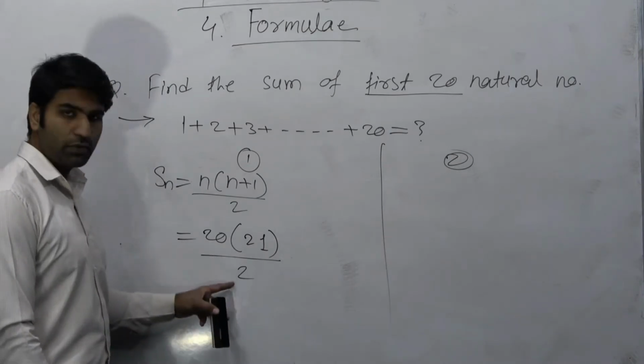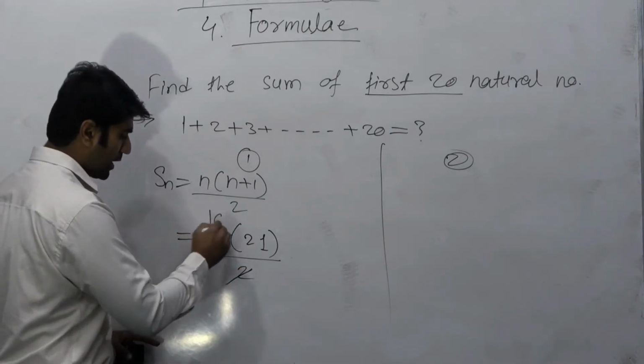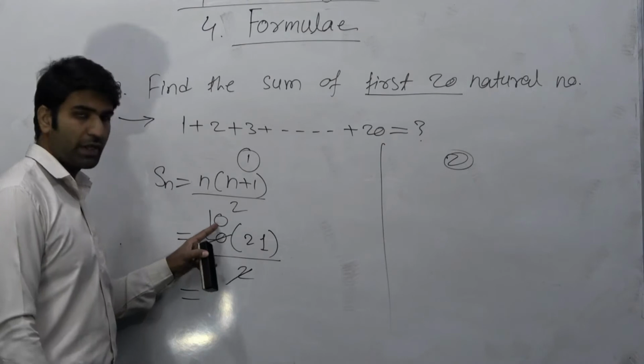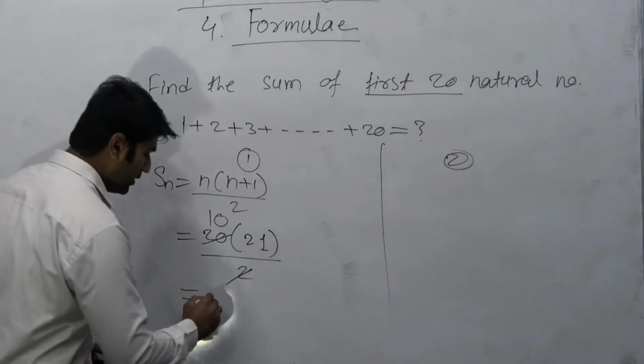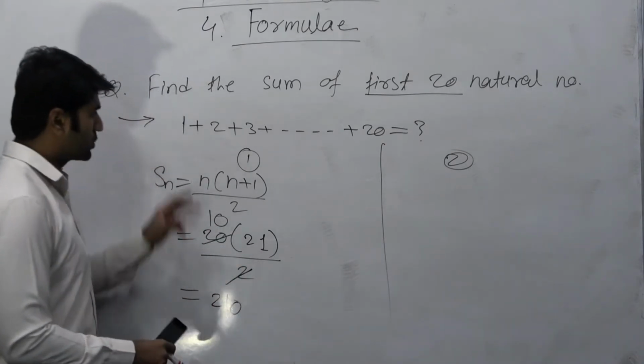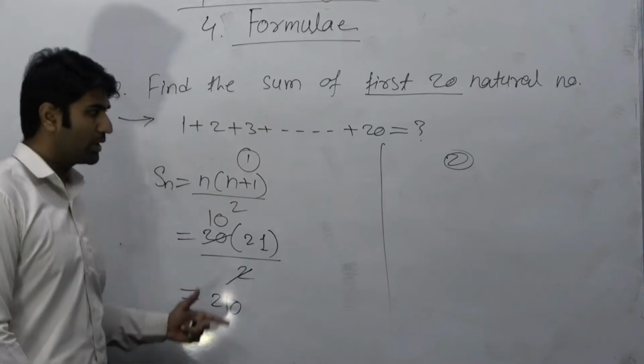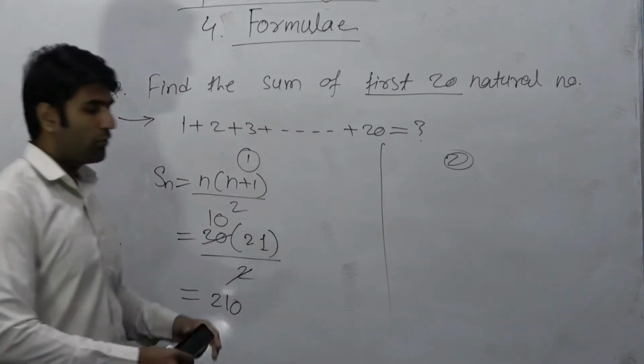Now we can divide 20 by 2, that is 10. So there is multiplication of 10 and 21. 21 into 10 is 210. So the sum of 1 to 20 numbers is 210. Let's check with another formula.